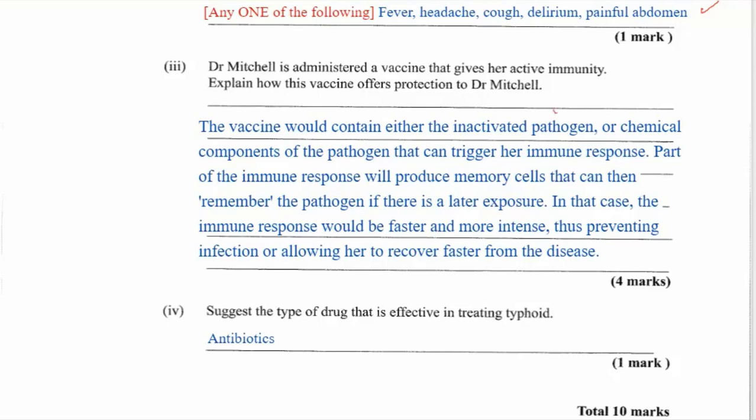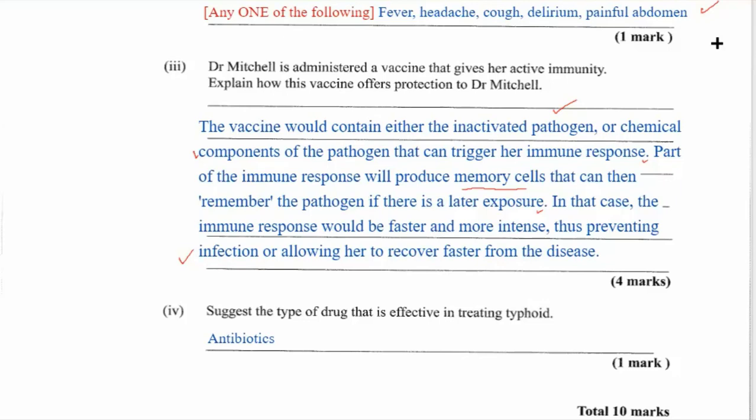Explain how this vaccine offers protection. You have several steps here. So firstly, what does the vaccine contain? It contains inactivated pathogen or a component of the pathogen. What does it do? It triggers her immune response. And of course, the immune response will also involve the production of memory cells that can remember the pathogen later on, so that it can then react to the pathogen much faster the next time and more intensely.